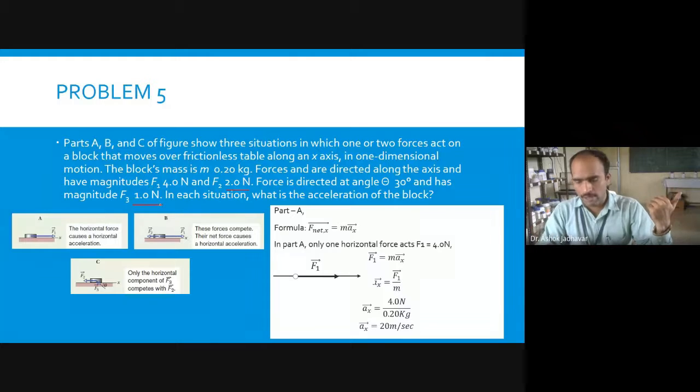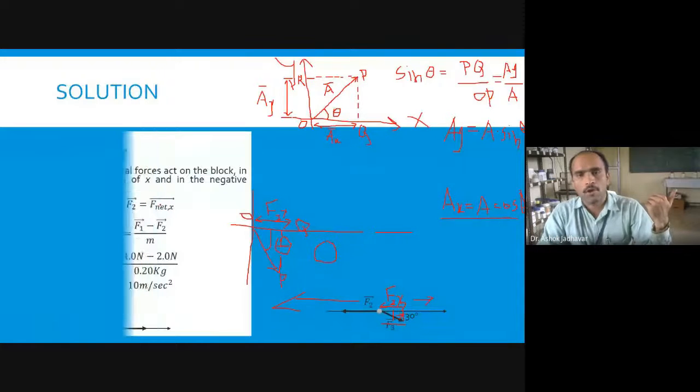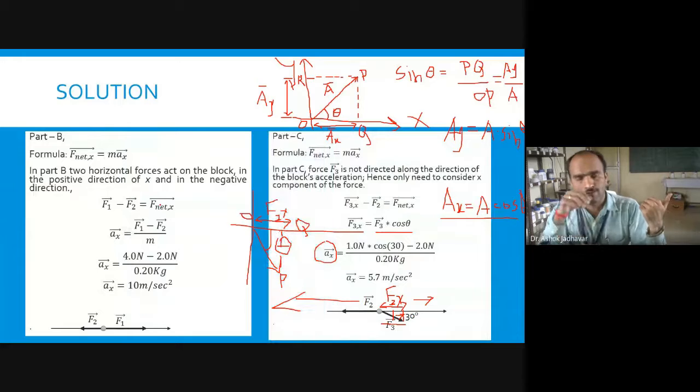But is it actually happening so? No, it is not. Why not? Because of that F3 which is there, it has some angle, and that angle is what? Cos of theta.